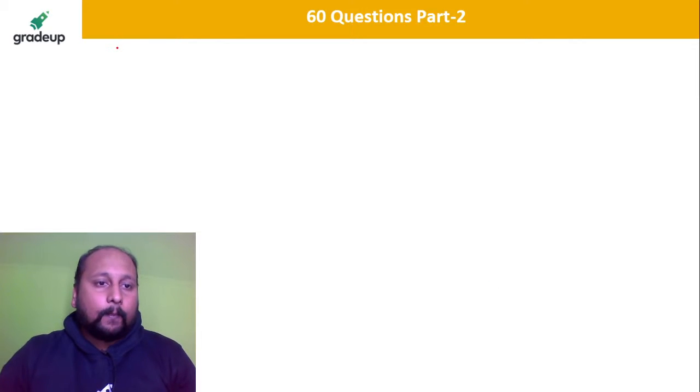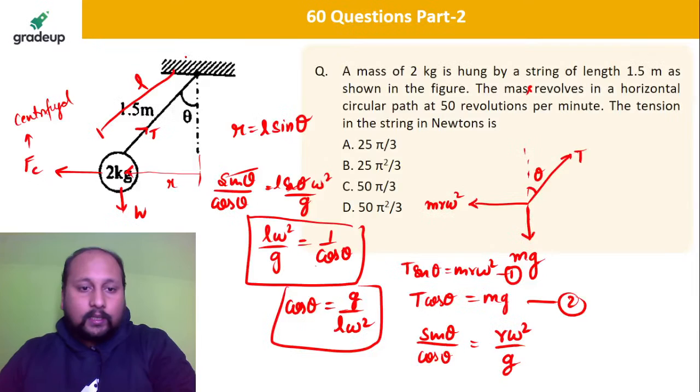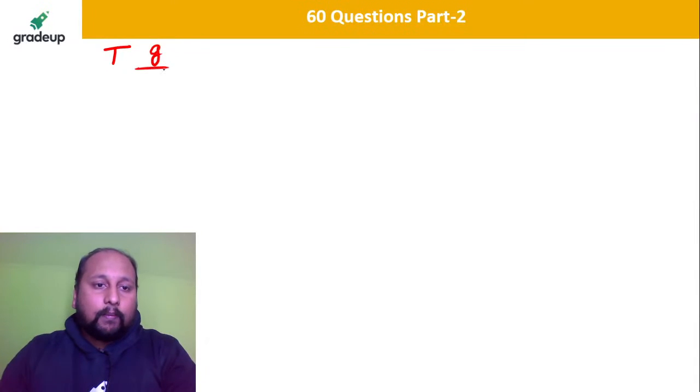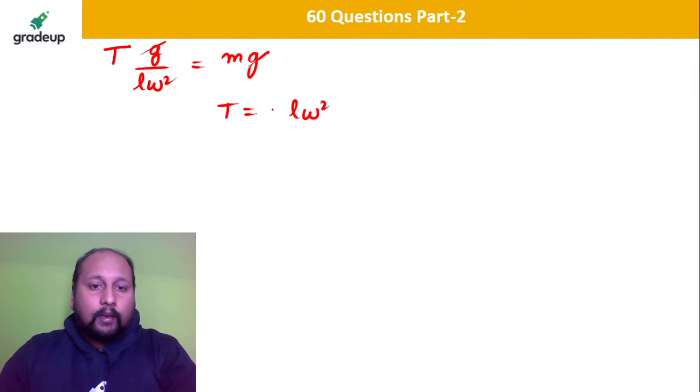In equation number 2, we can say T cos theta, cos theta is g by L omega square, is equal to mg. G and g get cancelled out. So ultimately we are getting T is equal to m L omega square.